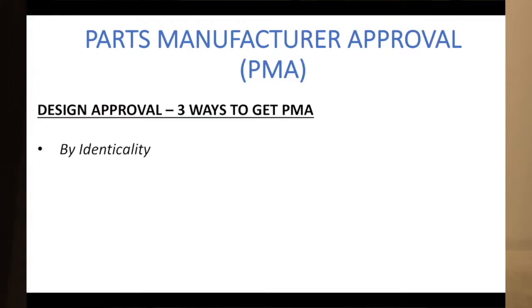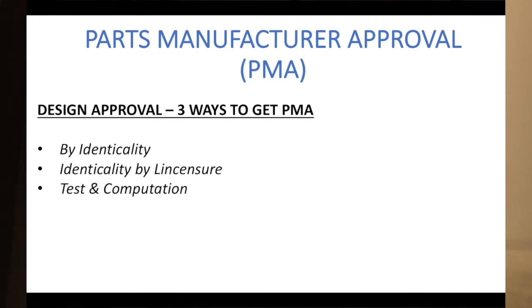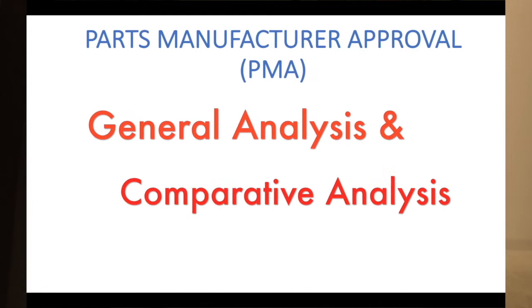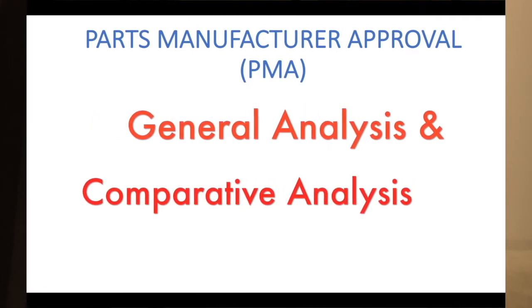There are three ways to get PMA. The first one is by identicality: the PMA part is identical to the original approval holder part. The second one is called identicality by licensure: the applicant has obtained a license or the right to use the part data from the original approval holder. The third one is test and computation. This method comprises one or a combination of both of the following methods: general analysis and comparative analysis.